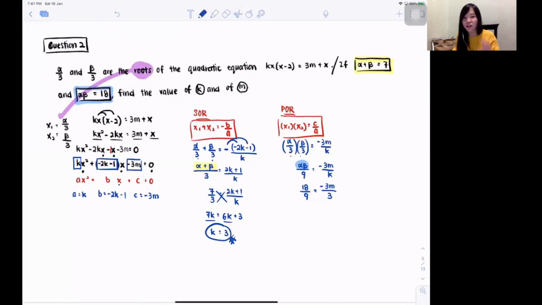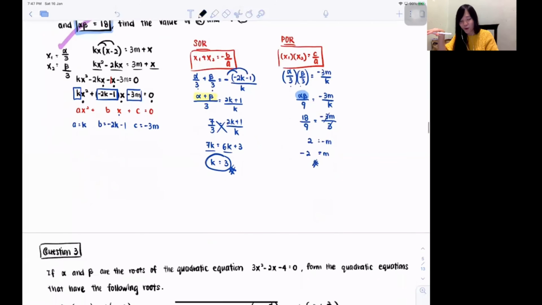Getting the m answer is not a dream because that is the only unknown you have left. 3 and 3 cut, negative m. 18 divided by 9, 2. Negative, bring it over. Are you getting your m answer? Negative 2. Done. Hopefully you understand. So far so good.